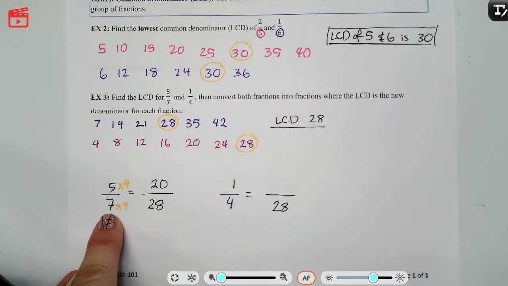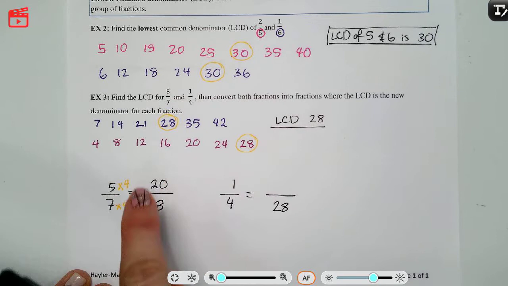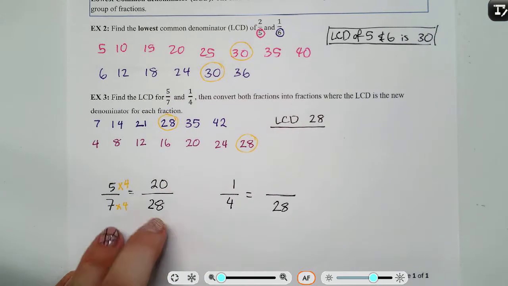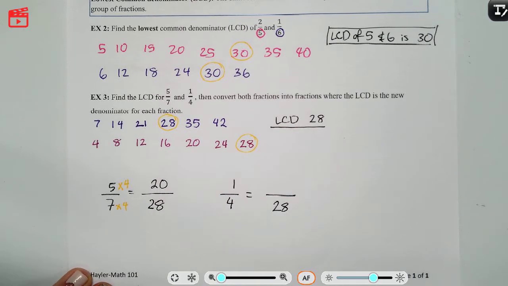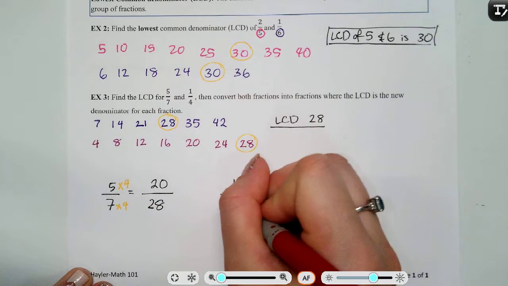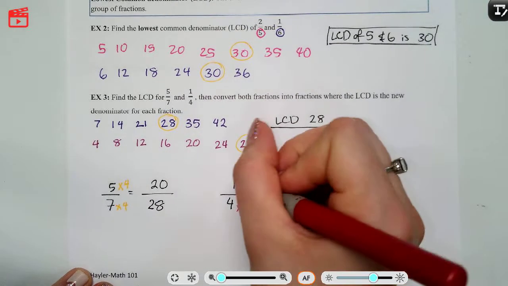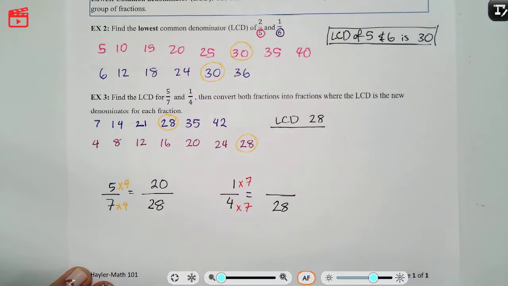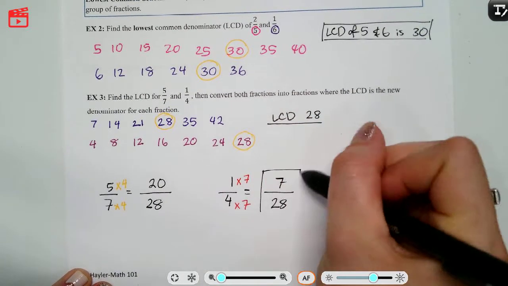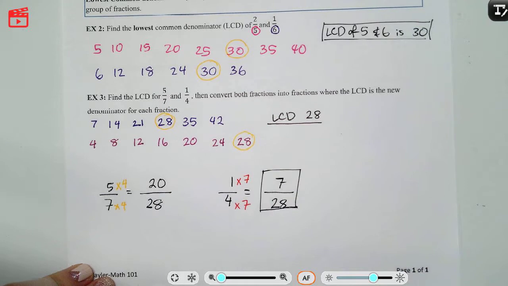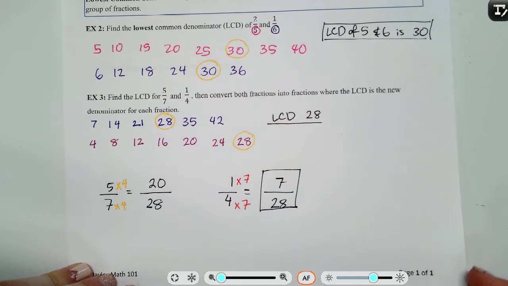So I've converted 5 over 7 into a fraction with 28 as the denominator. These two are called, what? Equivalent fractions. Very good. Okay, so how do we make 4 look like 28? We're going to multiply the denominator by 7 to get that 28. And then I have to multiply the top by 7 using the building up property. And I get 7. There we go. Lowest common denominator.